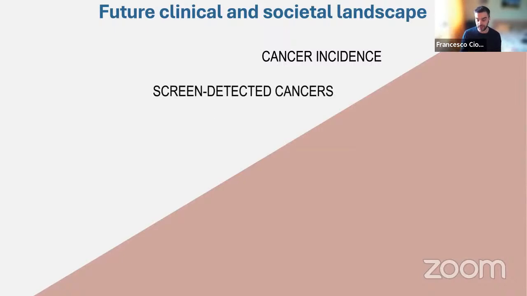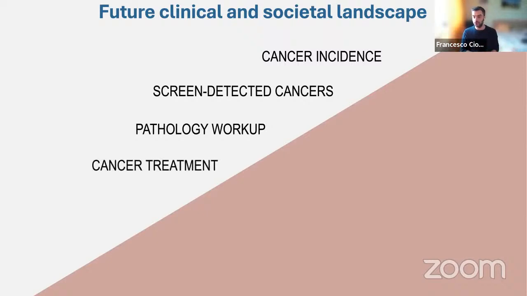I talked about screening. So we will detect more cancers early so we can cure them, but there will be more tissue that is taken from patients. And then this means that there is more work for pathologists, but we have a lack of pathologists. And at the same time, the good news is that there is more and more availability of cancer treatments, which are actually very expensive, very toxic, and typically only work for a small subset of patients.